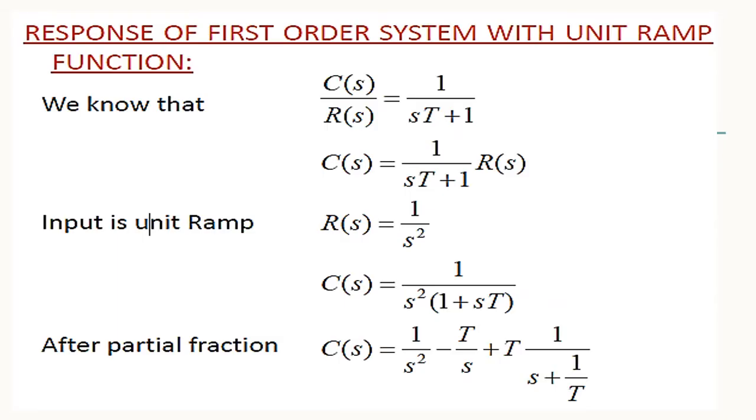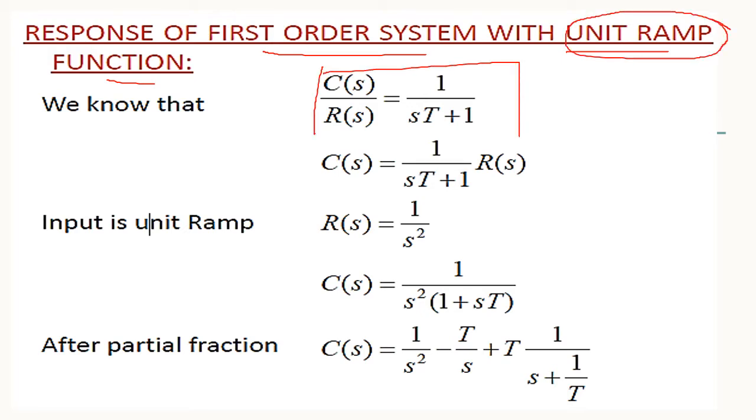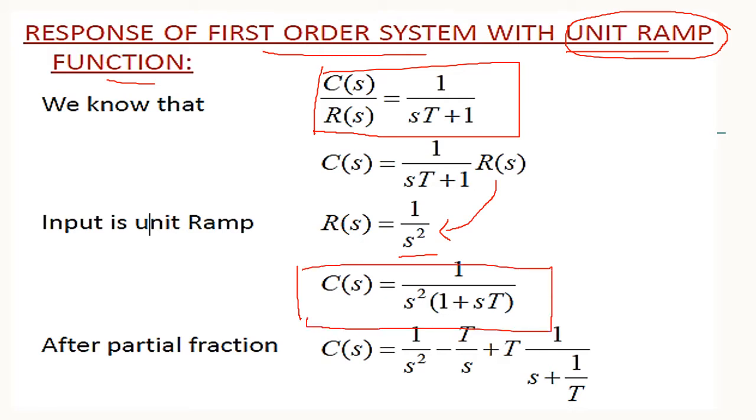Now similar to the previous slide, the response of the first order system with unit ramp function is considered. So the input is a unit ramp and the first order system is considered the same, that is C of s divided by R of s is equal to 1 by (sT plus 1). Since it is a unit ramp, we are considering 1 by s square. So the final equation of output response C of s is 1 divided by s square into (1 plus sT).